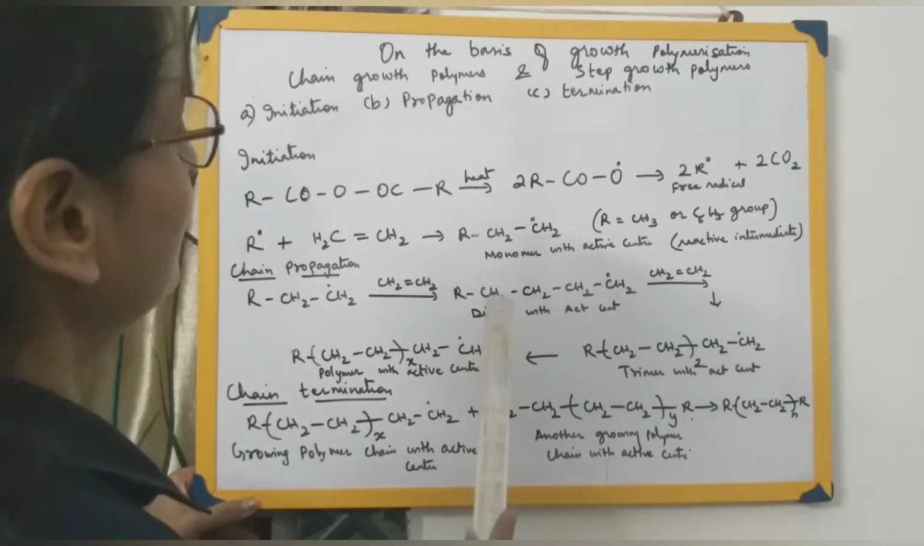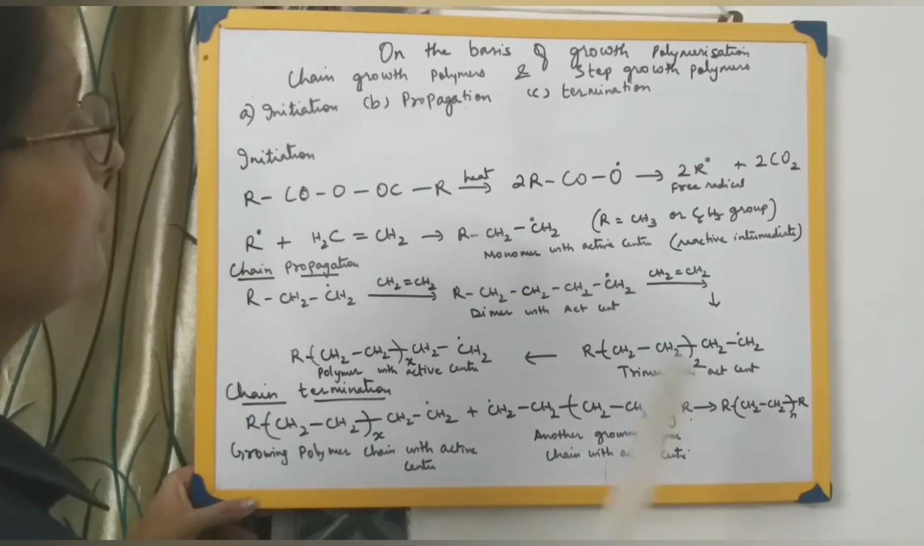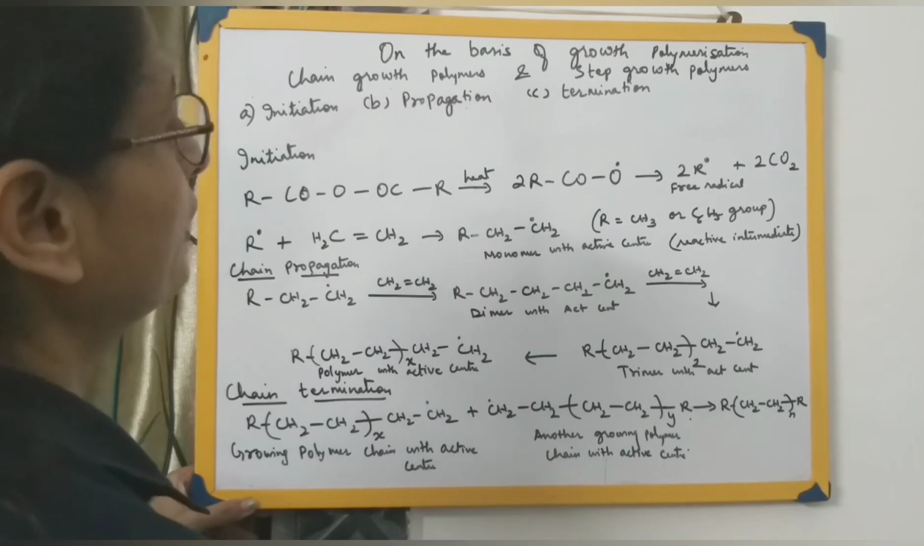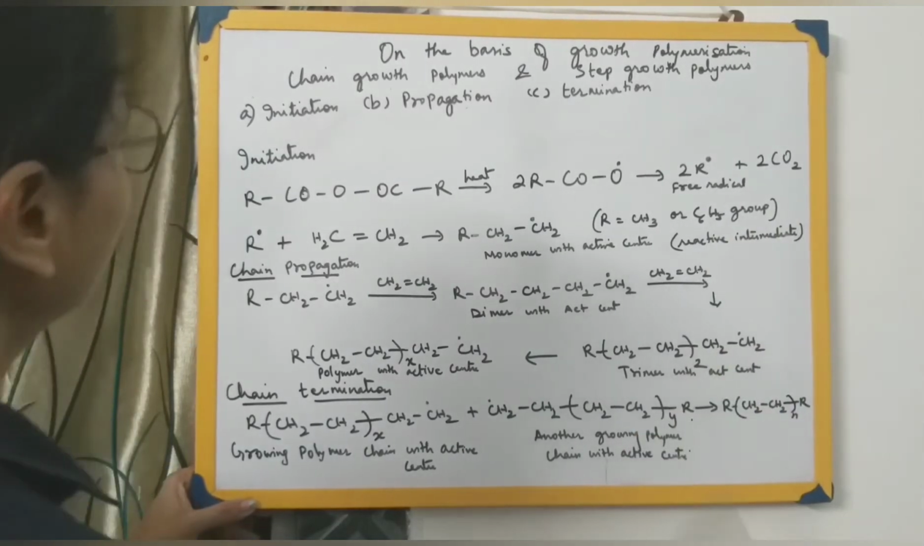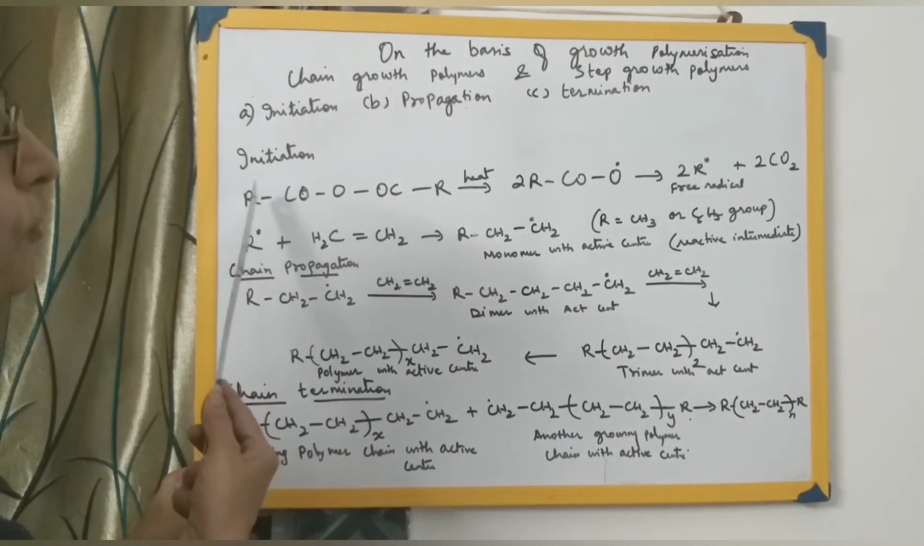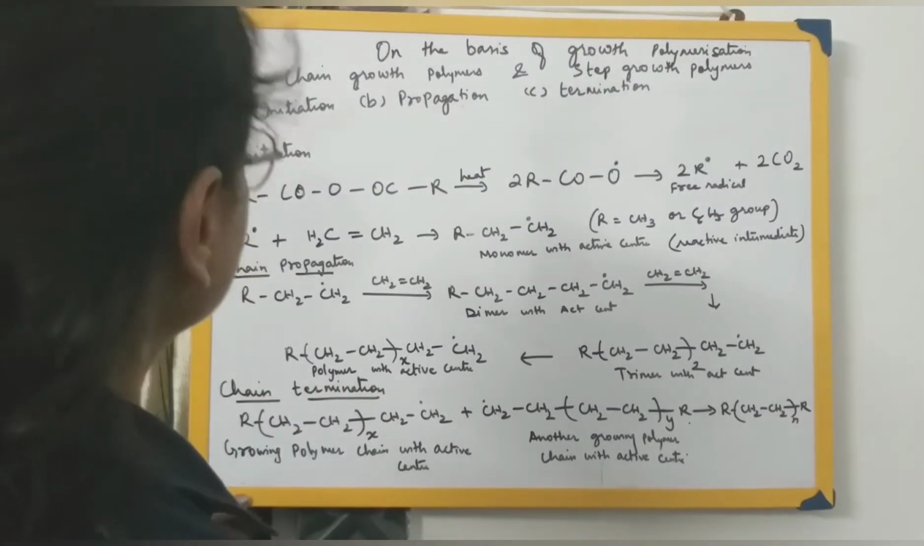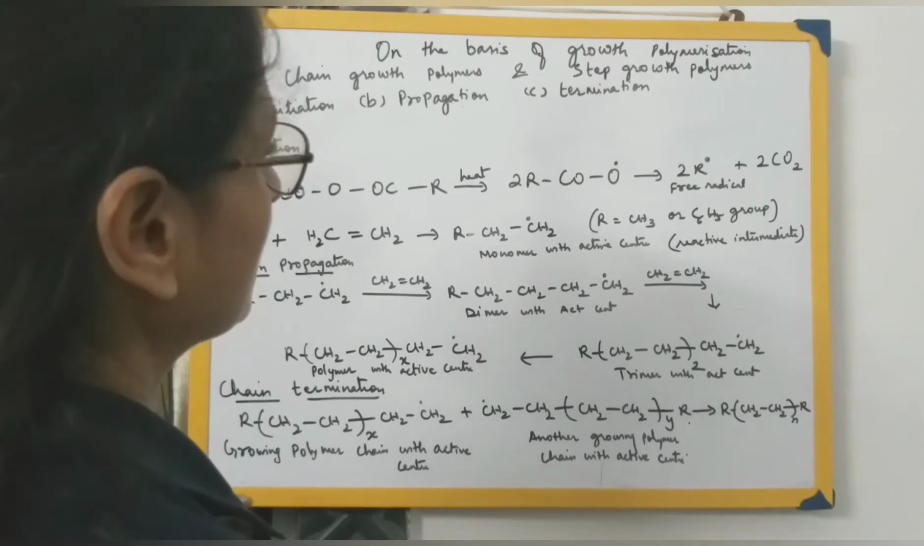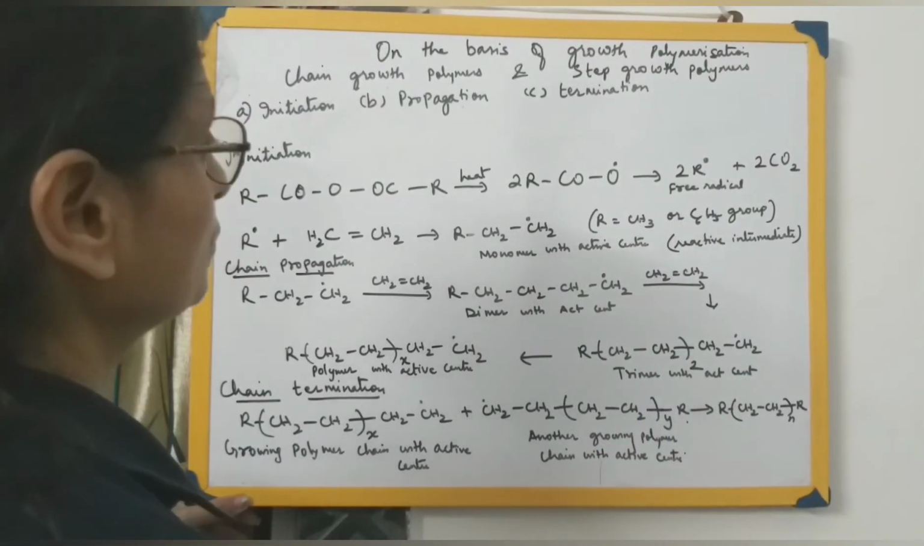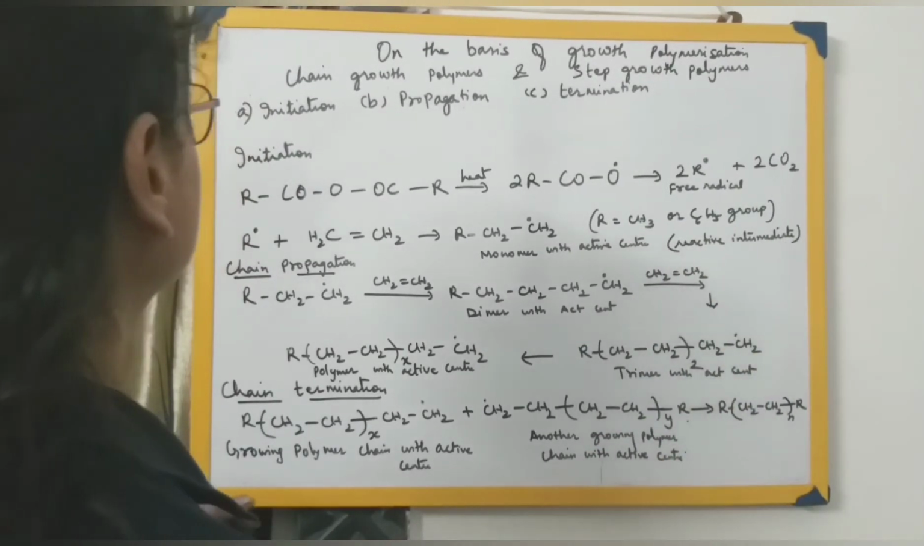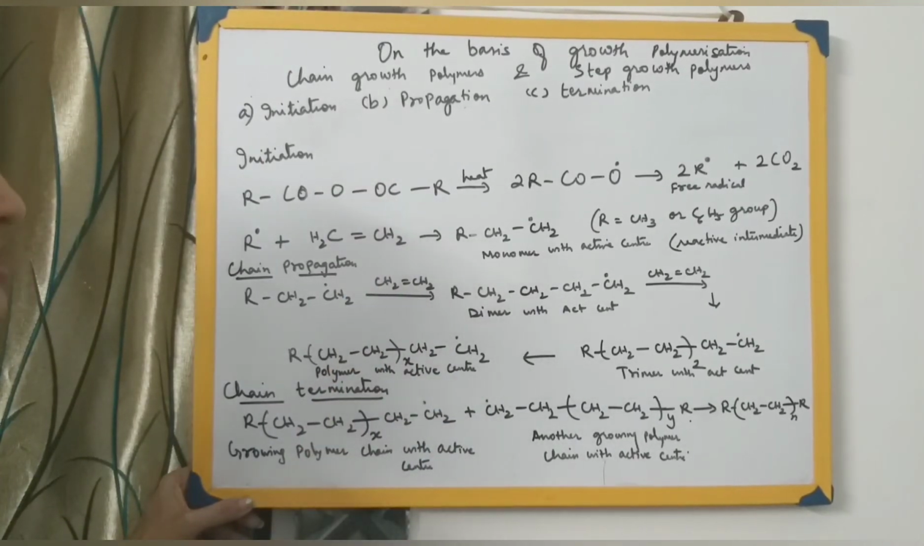Now R over here can be anything, that is, it can be either your methyl group or your benzoyl group. We can introduce any of these groups here as R. So here it is forming a reactive intermediate. So this is the first step, that is the initiation step.